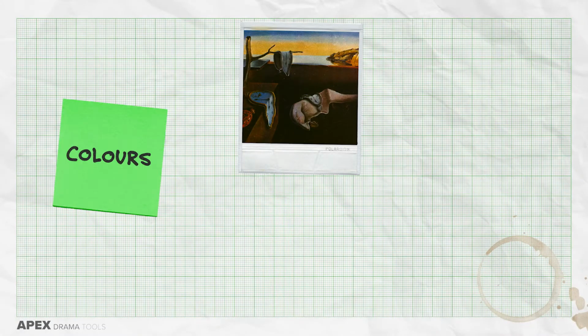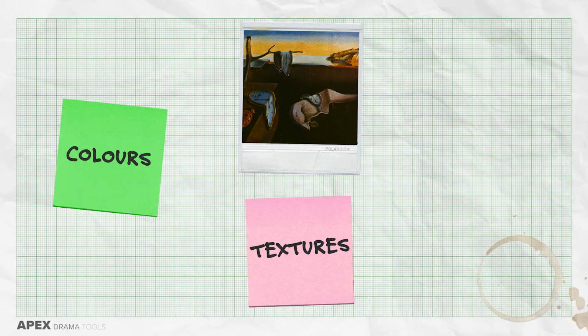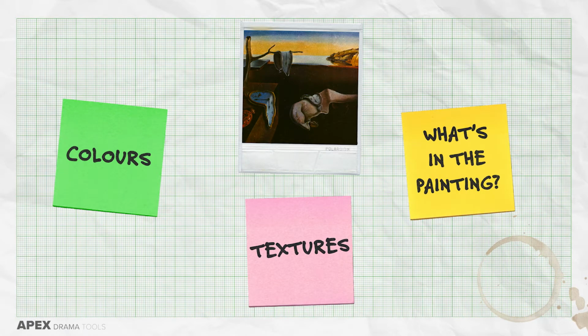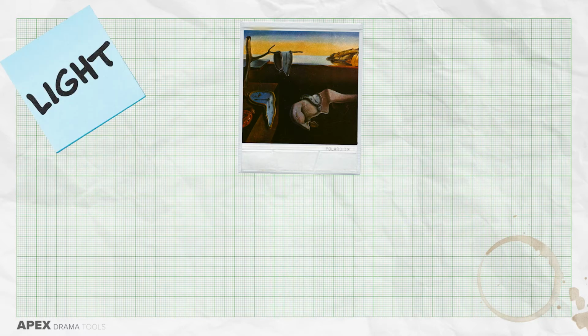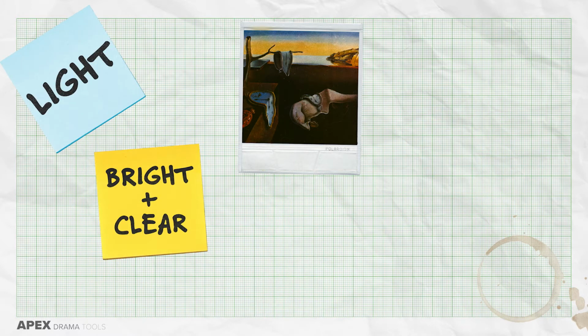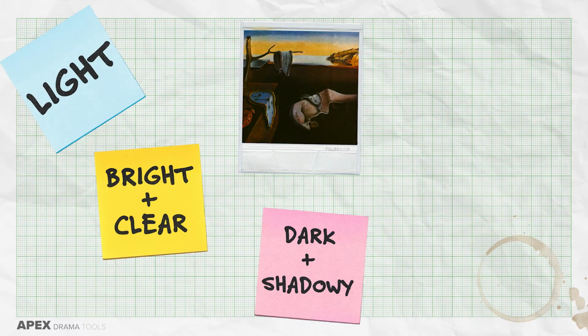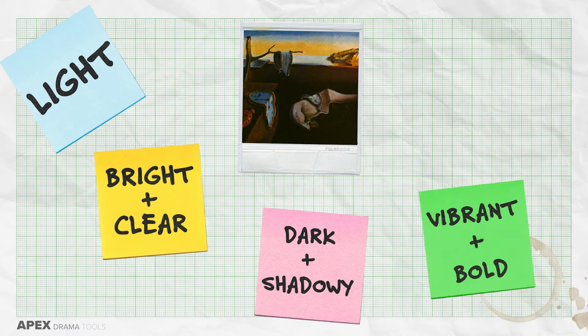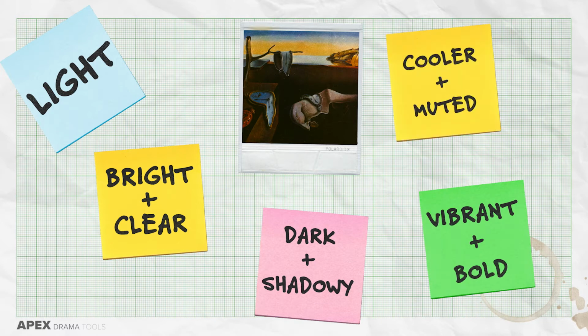When looking at a painting, a simple starting point is to look at the aesthetics of it. What colours are used? What textures? What's in the image itself? What's the light like? Is it bright and clear or dark and shadowy? Are the colours vibrant and bold or cooler and more muted? You don't need to be an expert on art here. You just need to simply say what you see in the painting.